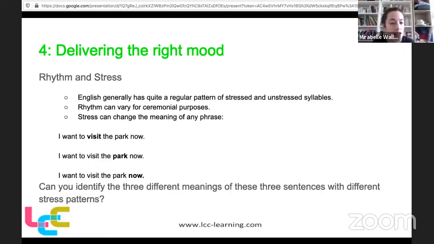Again, stress as well as intonation can change the meaning of any phrase. So I'm going to say the next phrase in 3 different ways and ask again, can you identify the 3 different meanings of these 3 sentences? So I want to visit the park now. I want to visit the park now. And I want to visit the park now. So what are the 3 different meanings? I'll give you a few seconds to think about that.